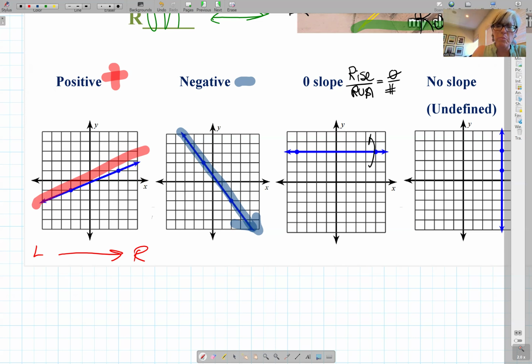There's no up or down motion. So it's no rise. So that's a 0 in the rise position. There's going to be a number in the run position, but 0 over anything is just 0. It's important you remember this. 0 slope is a horizontal line.